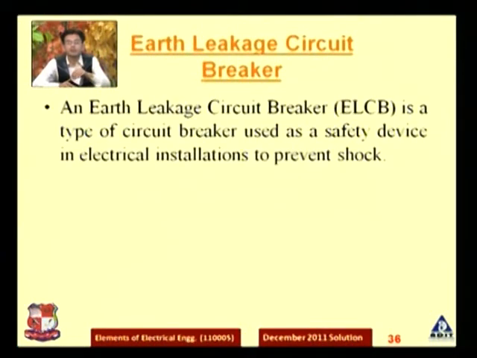The earth leakage circuit breaker is also known as an ELCB. It is not an electronic circuit breaker, right? It is an earth leakage circuit breaker, that is the full form. It is a type of circuit breaker that is used as a safety device in electrical installations to prevent shock.